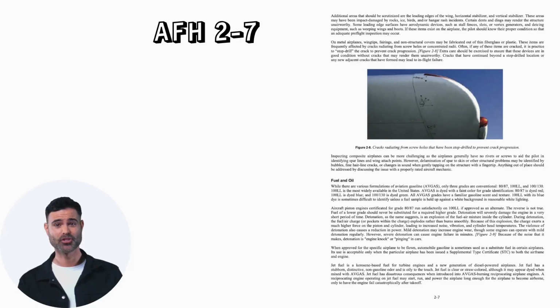in its hole. Additional areas that should be scrutinized are the leading edges of the wing, horizontal stabilizer, and vertical stabilizer. These areas may have been impact damaged by rocks, ice, birds, and/or hangar rash incidents. Certain dents and dings may render the structure unairworthy. Some leading edge surfaces have aerodynamic devices, such as stall fences, slots, or vortex generators, and de-icing equipment, such as weeping wings and boots. If these items exist on the airplane, the pilot should know their proper condition so that an adequate pre-flight inspection may occur.